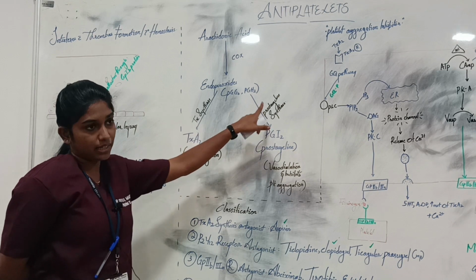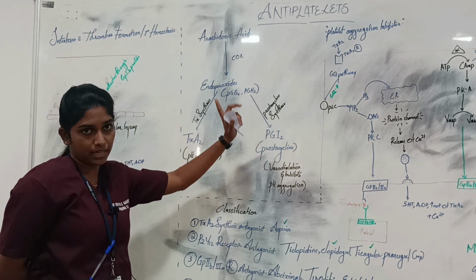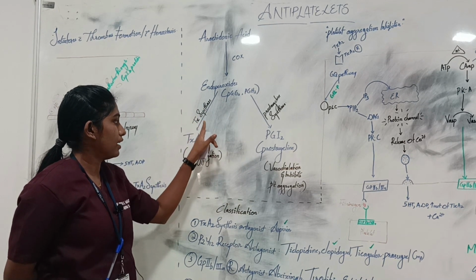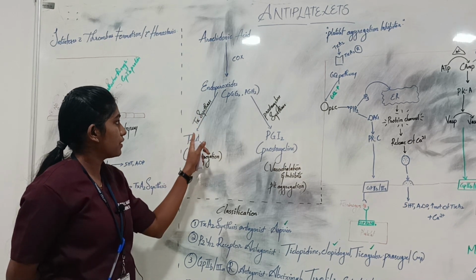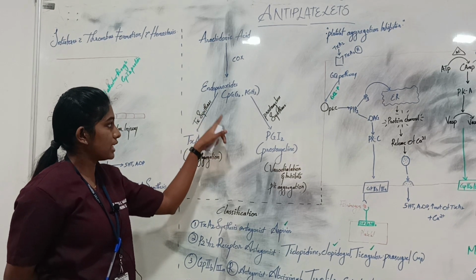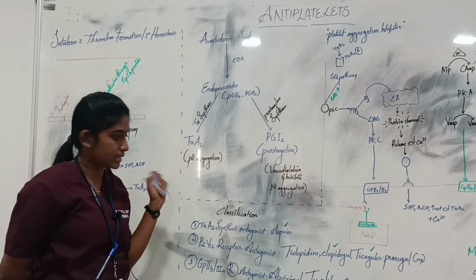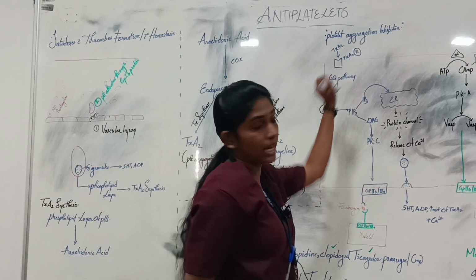But this gets inhibited when there is a vascular injury. Then thromboxane A2 synthesis starts. Thromboxane A2 is synthesized through thromboxane synthase, and it helps in the aggregation of the platelets. Now, coming to the platelet, we have the thromboxane A2 receptor.